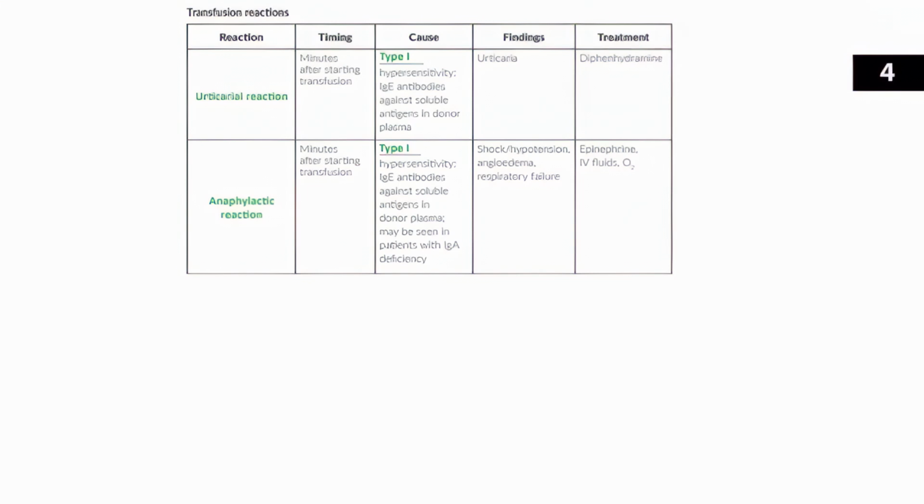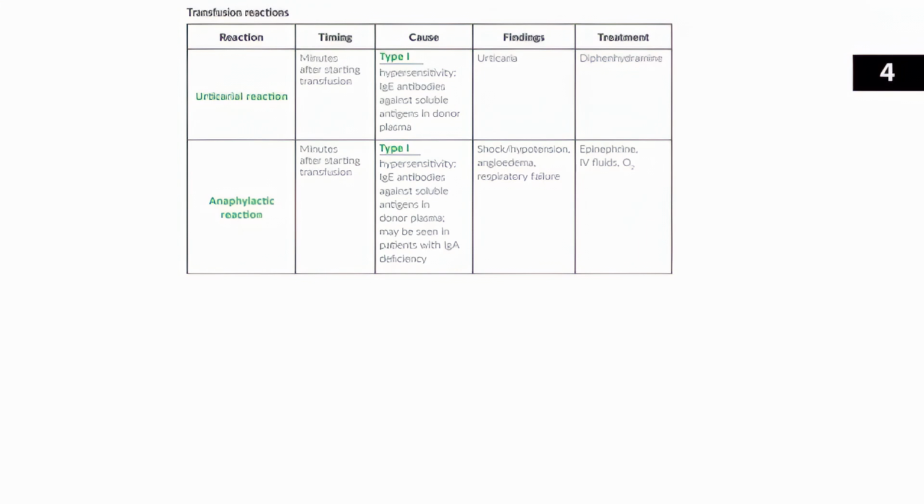But most of the time, anaphylactic reactions aren't due to IgA deficiency at all. But it is a classic association, so it might show up on your test. And then for treatment, we give epinephrine, IV fluids to bump up that blood pressure, and oxygen. Sometimes you may even need to intubate them.